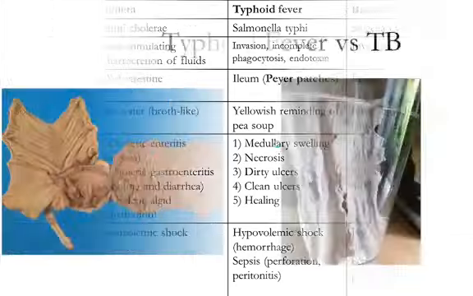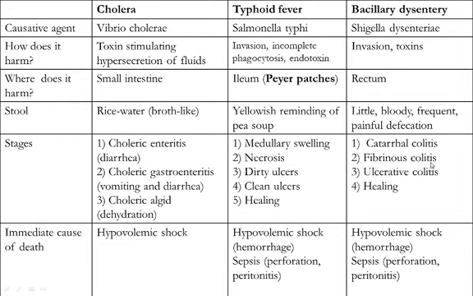Okay. Then necrotic tissues must be rejected, similarly to the case we have seen in typhoid fever. Necrosis, then dirty ulcers. Fibrinolysis colitis, then ulcerative colitis. So necrosis and ulcers must heal. Hypovolemic shock, hemorrhages, sepsis, perforation, peritonitis, the same complications as you see in typhoid fever.